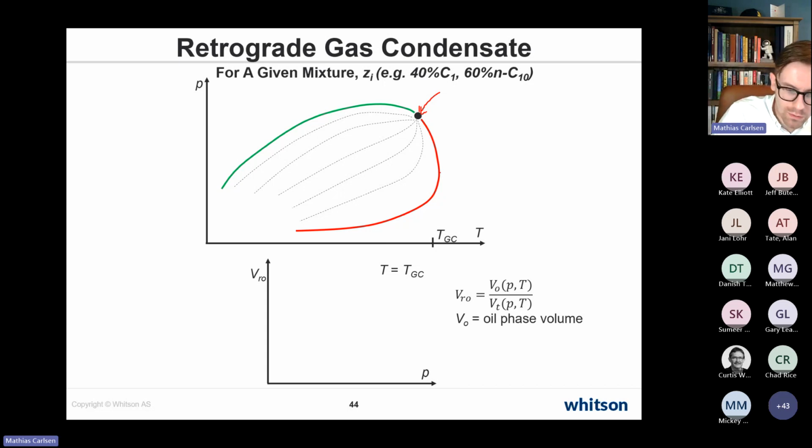So what does that mean? Well, if you looked at densities, formation volume factors, viscosities, compressibilities, saturation pressures, all of those properties converge and become the same number at the critical point. So you're basically transitioning from being a near critical oil on this side to being a near critical gas condensate on this side.